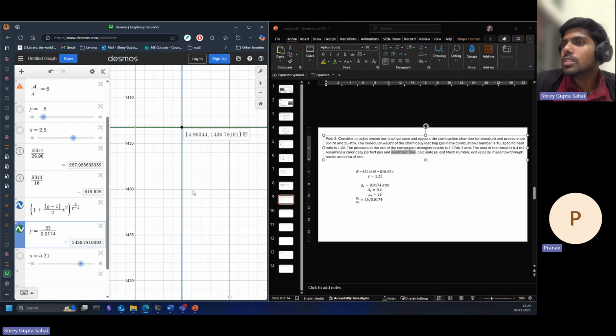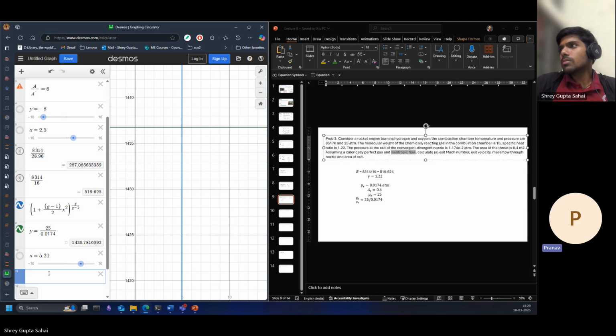I got this value, exit velocity nearly 3896 meter per second. You calculated, is it? Yeah, it's close, yes. How did you calculate it? Did you do it any other way, or did you follow that Mach number calculation only?